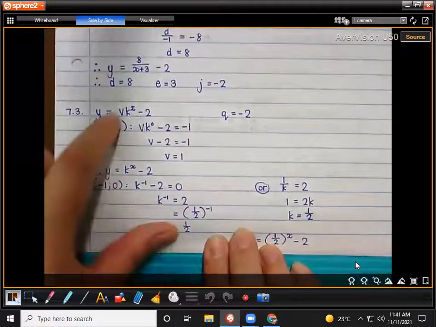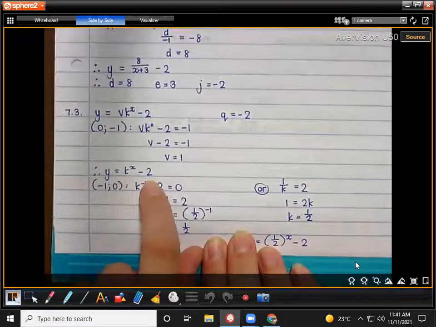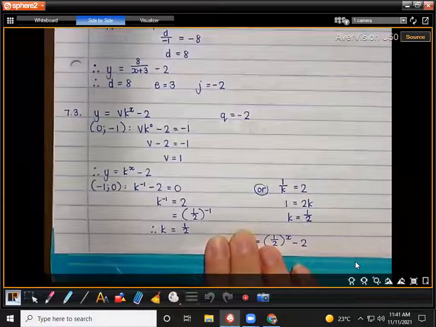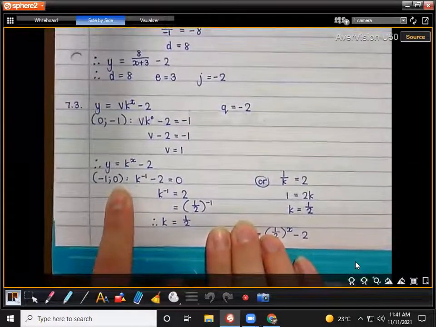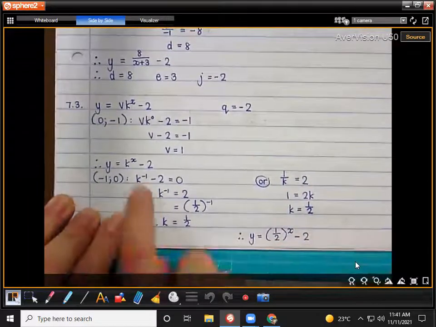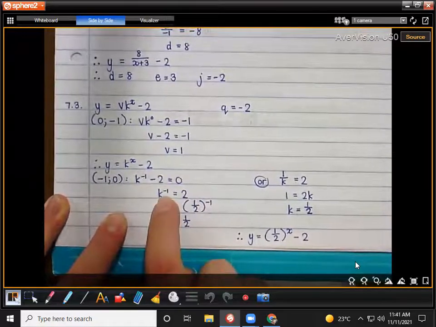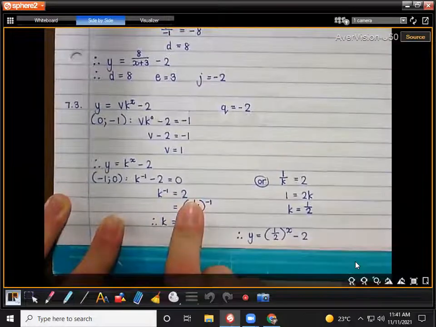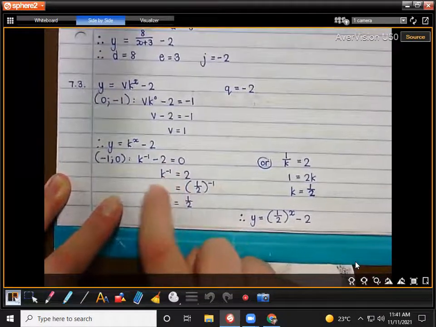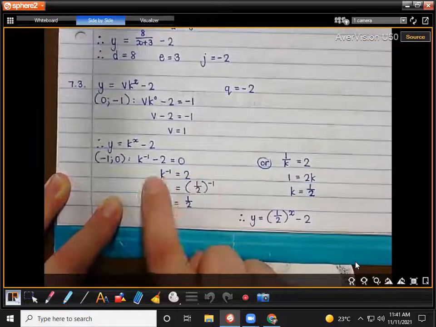So now if v is 1, do you agree with this? That y is just 1 times k to the x, minus 2. You don't have to write that 1. Now you can substitute the other point, which was -1, 0. And then you can look at my two ways of solving here. If you look at it this way, it's an exponential equation, right? k to the -1 equals 2. Remember, when you're solving an exponential equation and you're solving for the base, you have to get the exponents the same, which is a bit more difficult.